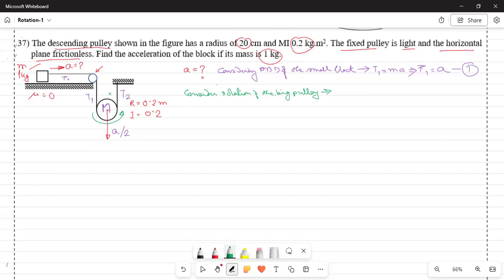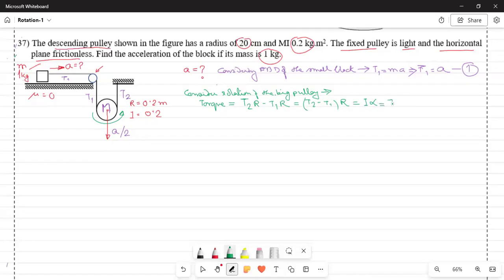Now, what is the anti-clockwise torque? Because the T2 tension is rotating it anti-clockwise, the anti-clockwise torque is T2R minus T1R. This is equal to (T2 minus T1)R. This has to be equal to I alpha, where alpha is the angular acceleration.